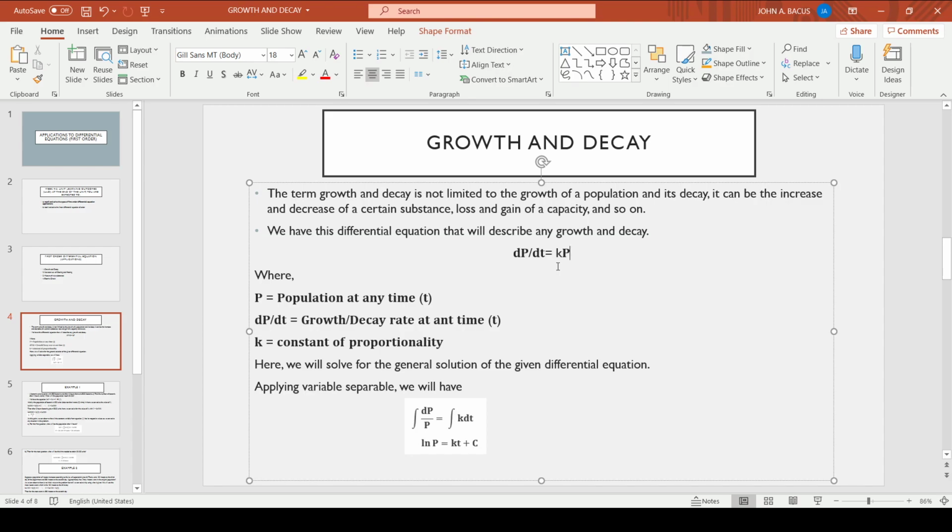Integrate both sides. So dP over P is equal to the integral of k dt. You will now have ln of P is equal to kt plus C. That's how your general equation is for growth and decay.